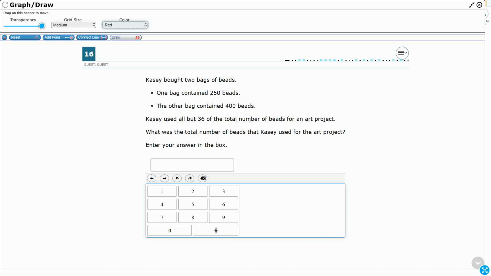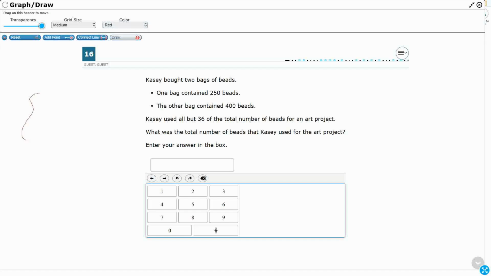All right, so we have to just type in our answer here. There's no A, B, C, or D to choose from. So Casey bought 2 bags of beads. One contains 250 and the other contains 400. I'm going to just draw a bag right here and say this is 250. And I'm going to draw a different bag and say that this contains 400.